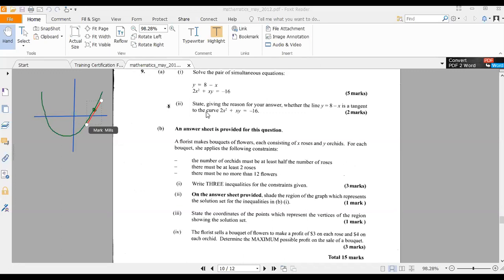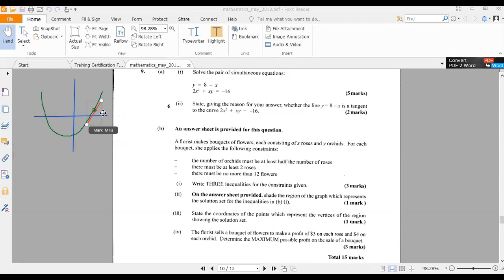Now, when they ask the question, stating the reason for your answer, whether the line y equals x is a tangent. Let's assume that the red line is this one here. The red line is y equals x minus something, and the curve is this one we have here. Realize that in this case it's only touching one point.